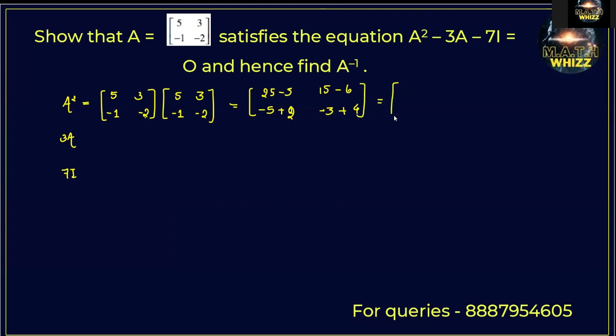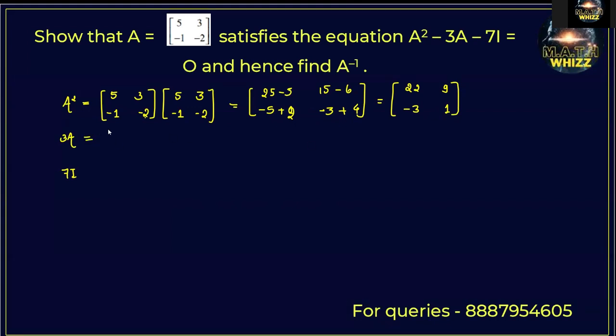Here you will write 25 minus 3, which is 22. 15 minus 6 is 9. Minus 5 plus 2 is minus 3. Minus 3 plus 4 is 1.